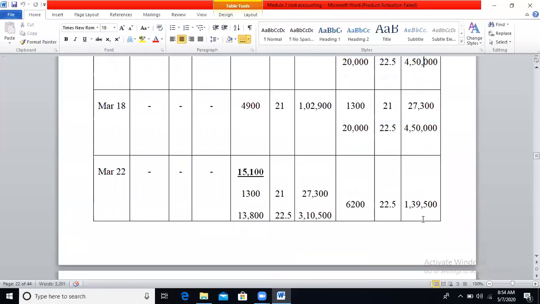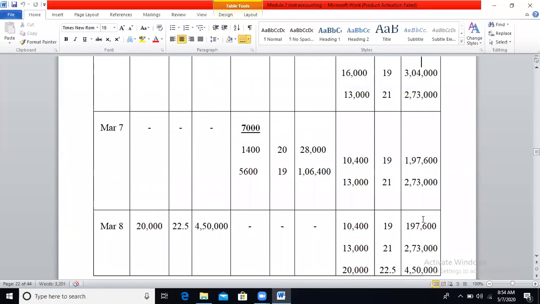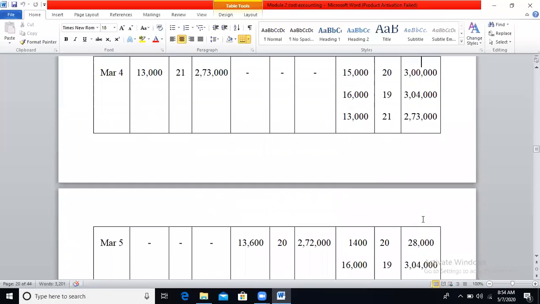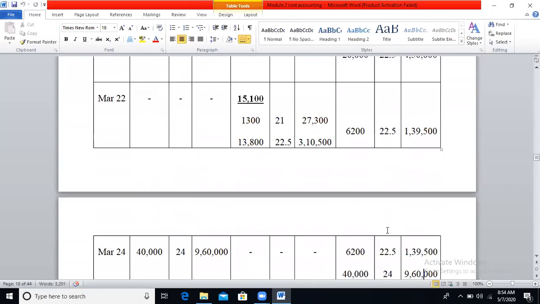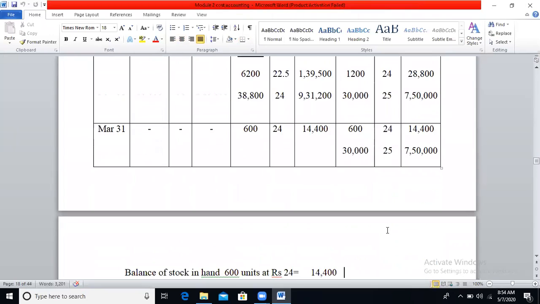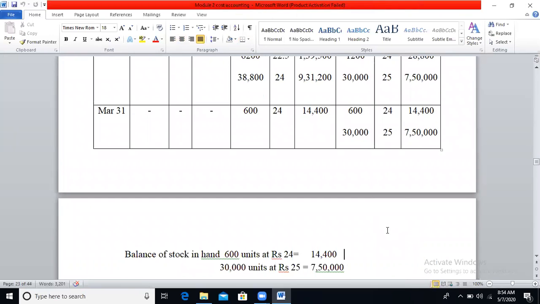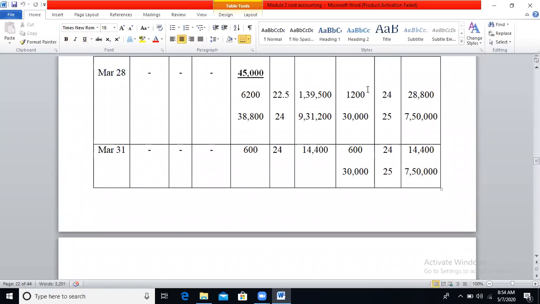Then the last transaction, that is on 31st, the stock verification is revealing a shortage of 600 units. So shortages and losses will be considered as an issue only. If you're having shortage of units, you will issue the required quantity. So shortage value will be 600 units. At what price will you consider? See the first balance prevailing, that is out of 1,200 units, you will issue 600 units at rupees 24. 600 units into 24, you will get 14,400.